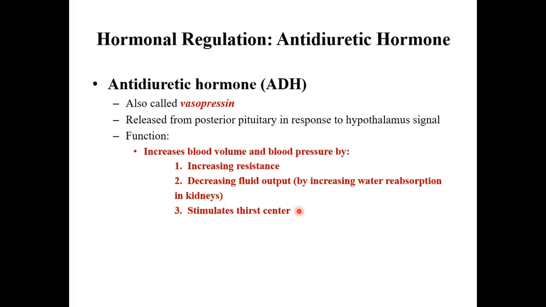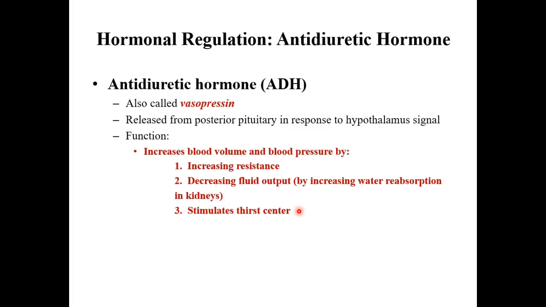Now our next hormone is your antidiuretic hormone, or ADH, and another name for antidiuretic hormone is vasopressin. If you guys can remember way back from chapter 17, your antidiuretic hormone is released from your posterior pituitary gland from your hypothalamus. And this type of hormone does the same kind of thing as angiotensin 2. It is there to increase your blood volume and ultimately your blood pressure.